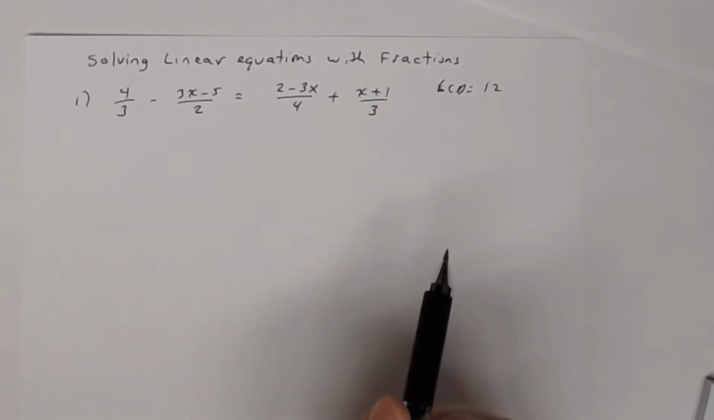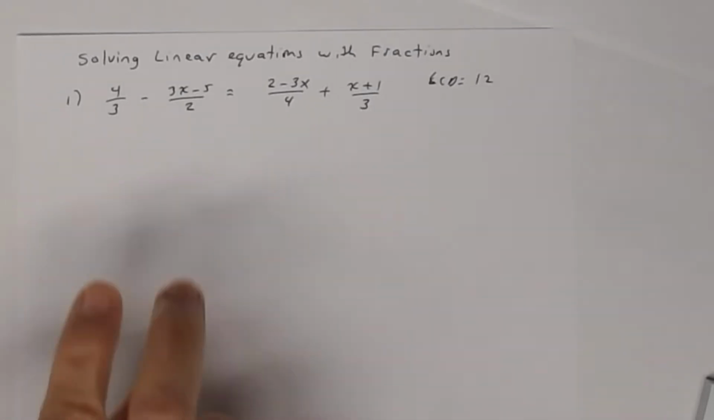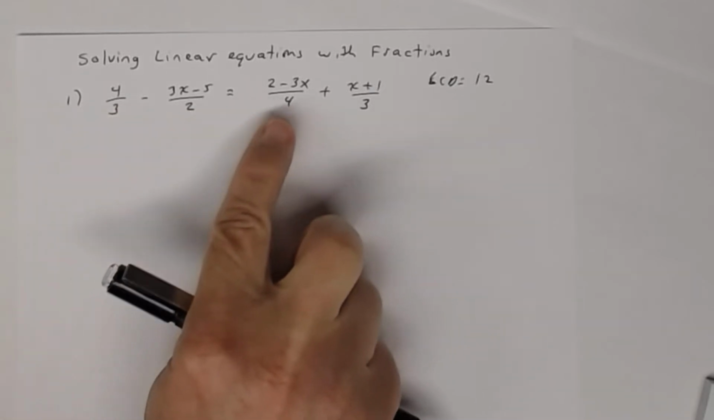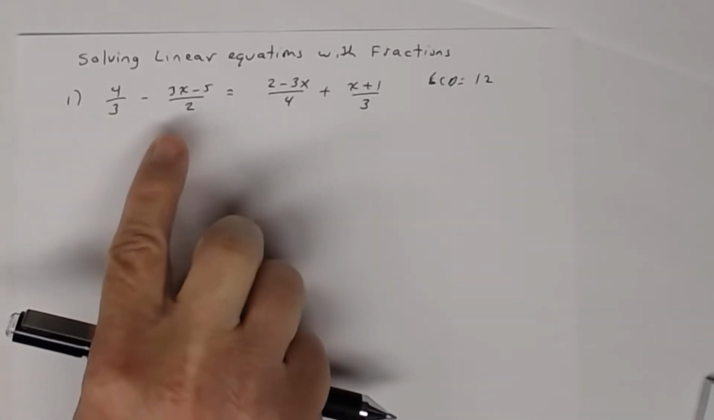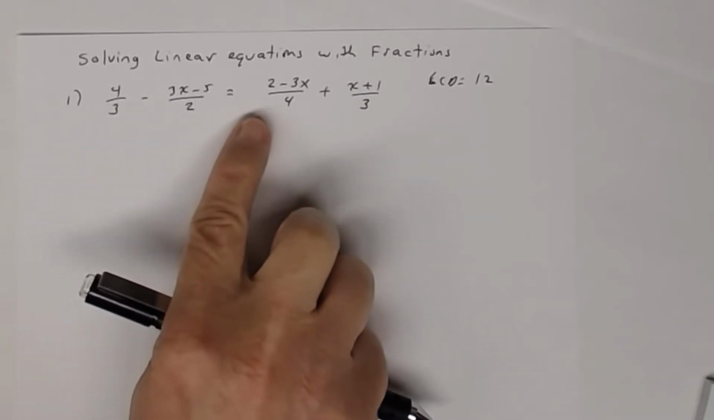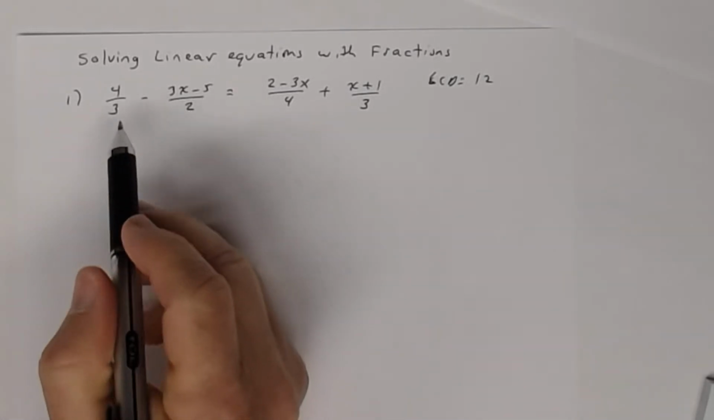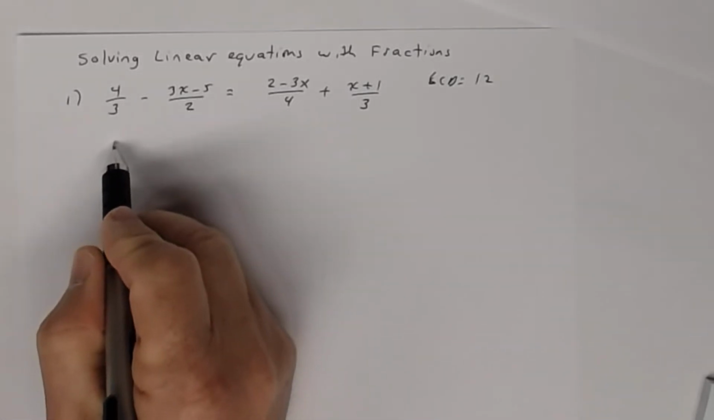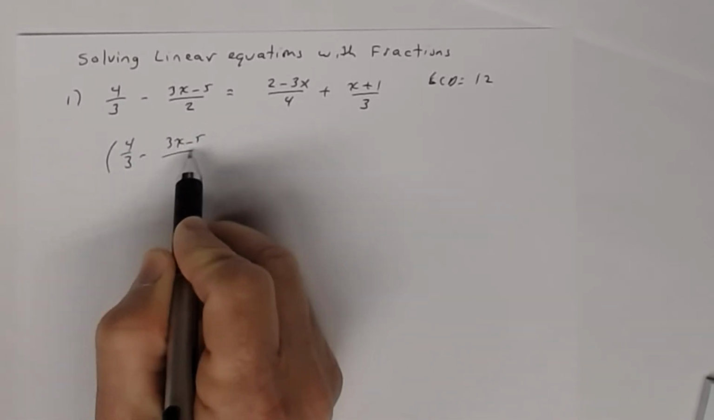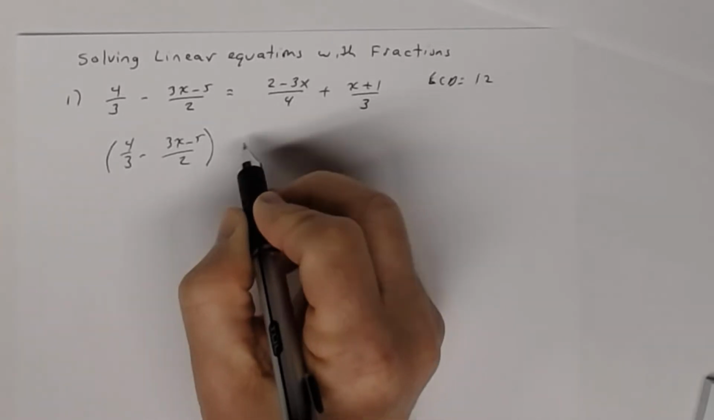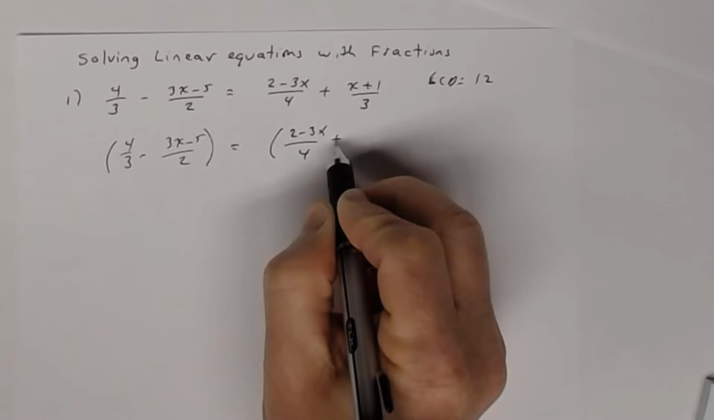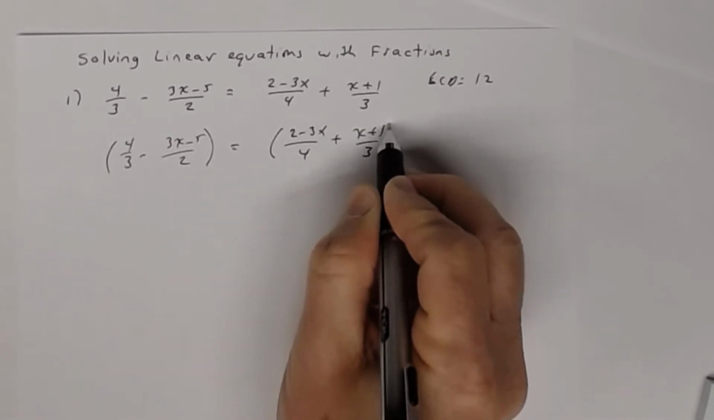All right, once you find the least common denominator, here's the next process. So I want you to notice that on the left-hand side, there are two fractions. And on the right-hand side, there are two fractions as well. So meaning there's more than one fraction. Whenever a side of an equation has more than one fraction, you need to put that in parentheses. So you're going to write this as 4/3 minus 3x minus 5 divided by 2, notice in parentheses, equals, same thing here, 2 minus 3x divided by 4 plus x plus 1 divided by 3.